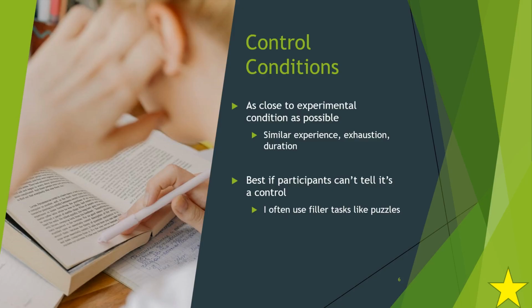So if you have those second grade boys complete self-control worksheets every day for 2 months, maybe what you need to do is have the control condition boys complete math worksheets every day for 2 months, so that they have a similar level of exhaustion, a similar level of experience, so that they do almost the same thing, and the only thing that's different is that experimental variable, whether or not they get the self-control intervention.